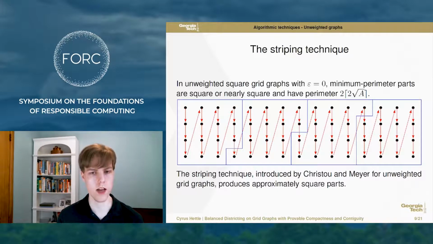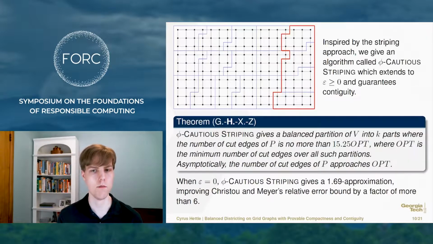And so this is the value of the striping technique in producing compact-looking and mostly contiguous parts. Inspired by this approach, we give a new algorithm which we call phi-cautious striping, which extends to positive epsilon, so slightly unbalanced, and it guarantees contiguity, where Christo and Meyer's algorithm did not guarantee contiguity.